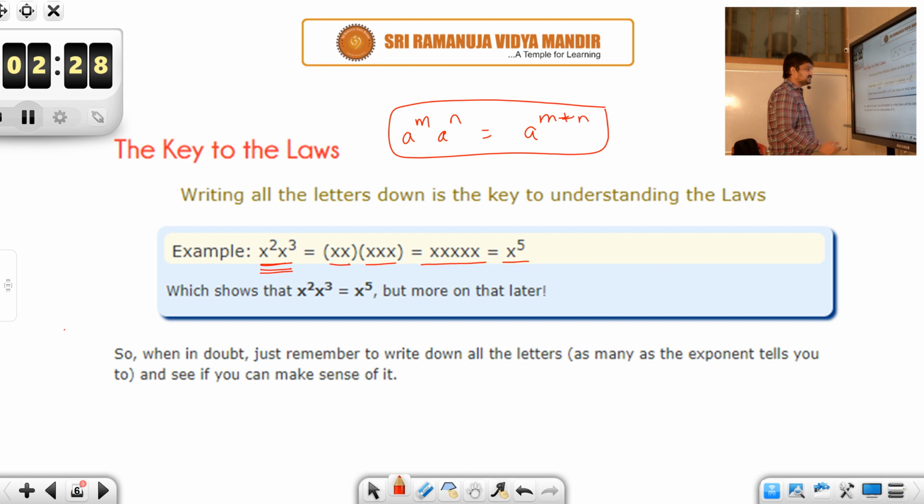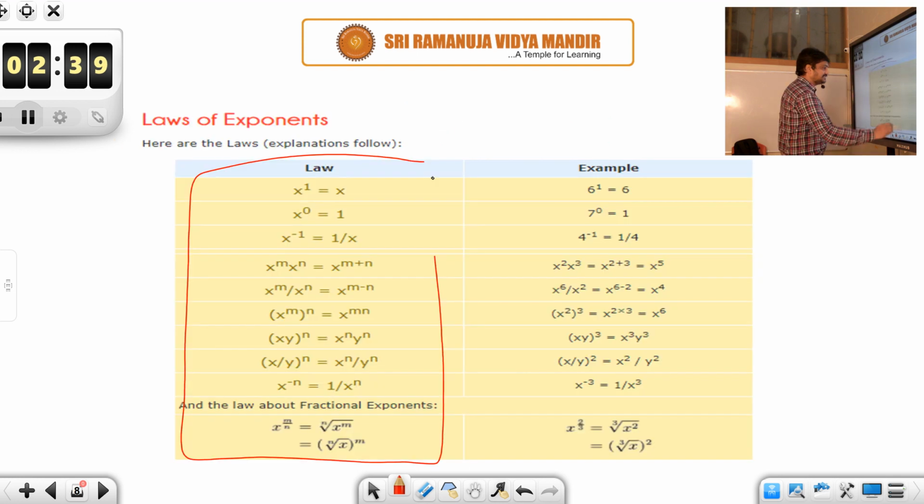So these are the laws what you need to remember for this entire chapter. Okay, if you are thorough with these laws, then you are good with this chapter. The first law is x power 1 is equal to x. Okay, that is x multiplied only 1 time. And then x power 0 is 1.